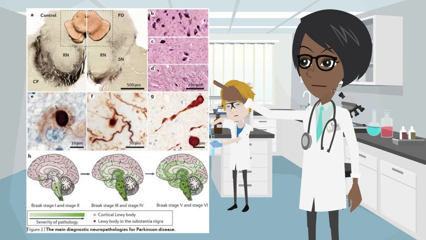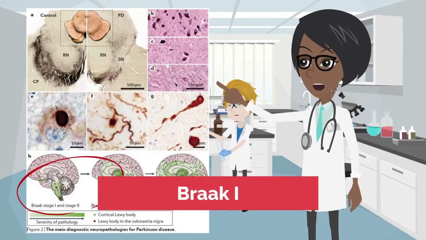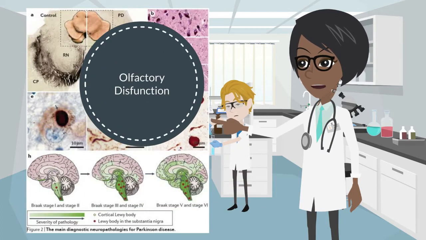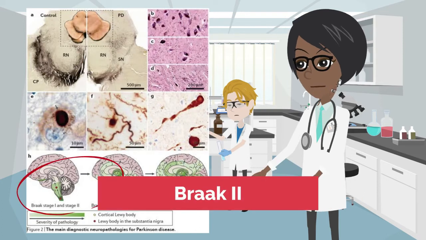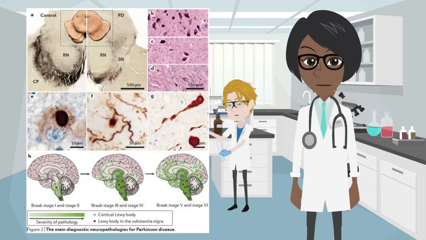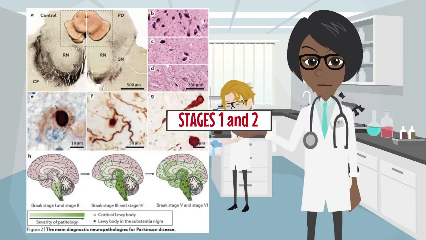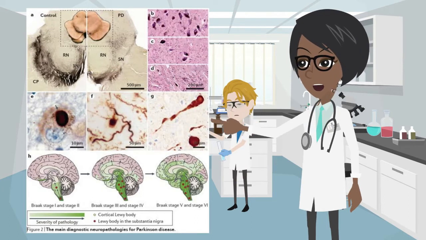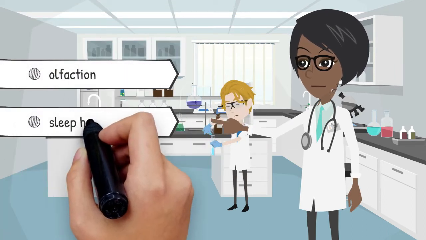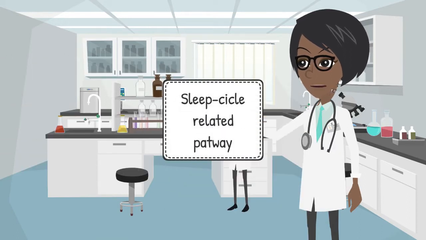Better now. So, Braak stage 1 denotes degeneration of the olfactory bulb and the anterior olfactory nucleus, which can clinically manifest as olfactory dysfunction. Braak stage 2 characterizes progression of the pathological process to the lower brainstem. These areas, implicated in the preclinical stages 1 and 2 of Parkinson's disease, are also thought to be key areas that mediate non-motor symptoms, such as olfaction, sleep homeostasis, and other autonomic characteristics, such as sleep-wake cycle-related pathway.